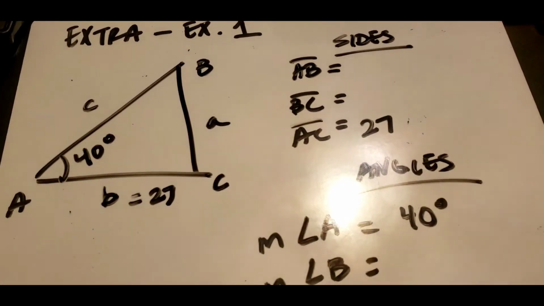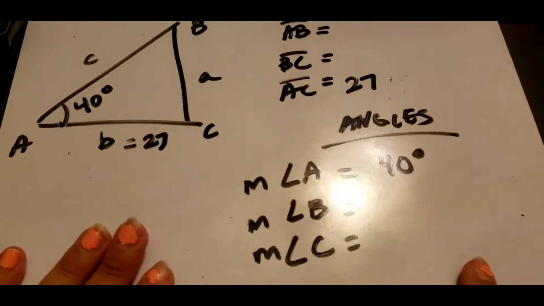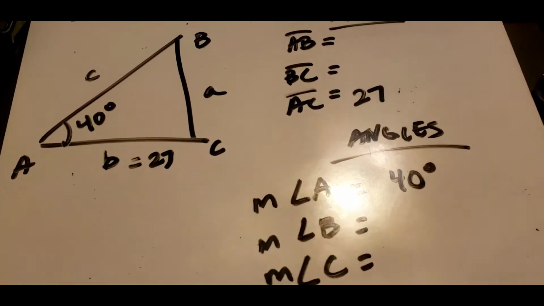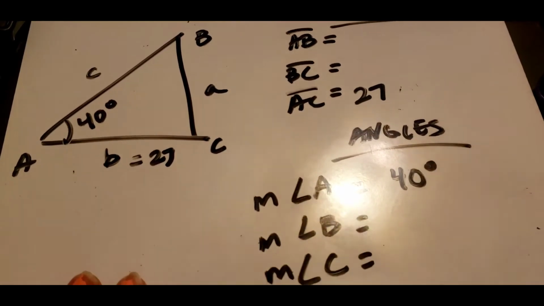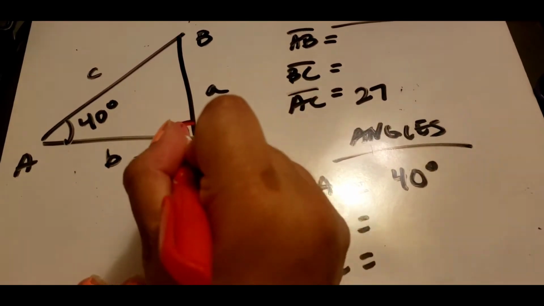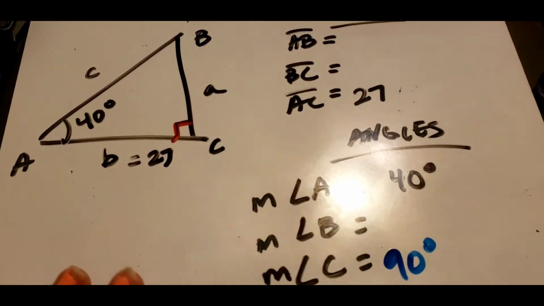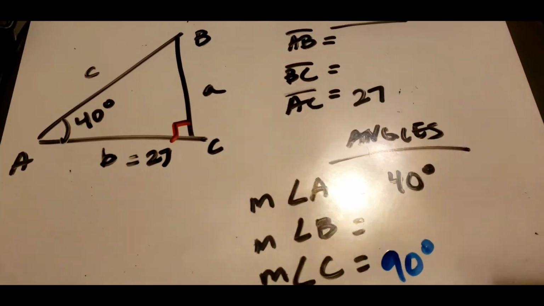Once again, I'm going to stick with the angles because I think it's quick to find. So right away, I know that angle C should be 90 degrees. So that's 90. And remember, there are so many ways to do this.